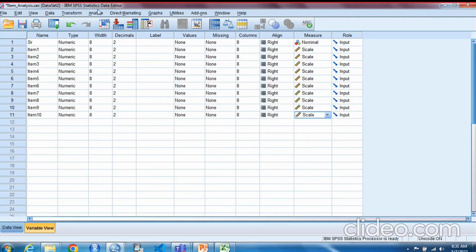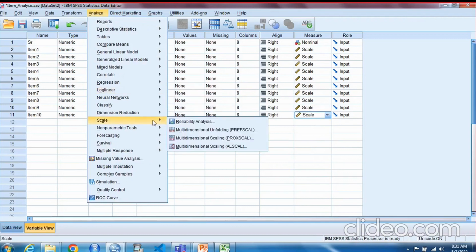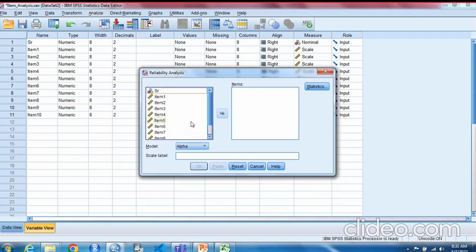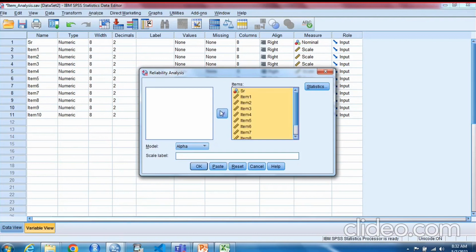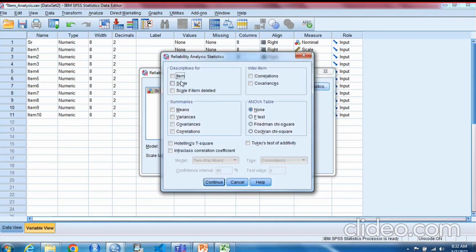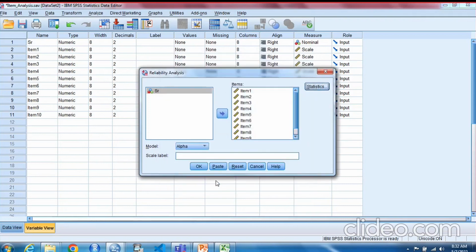And then I go to Analyze, Scale, Reliability Analysis. And then I press Ctrl+A and move everything here, and I only want the 10 questions. Analyze, Scale, Reliability Analysis. That's all. All the 10 questions are here. Go to Statistics. I want the item, scale, and scale if item deleted. I'm doing the Cronbach's alpha test using SPSS for the reliability analysis. I'll include the correlations and then continue. Okay.